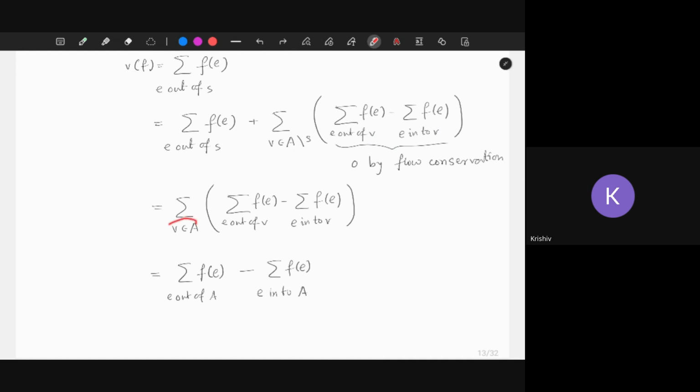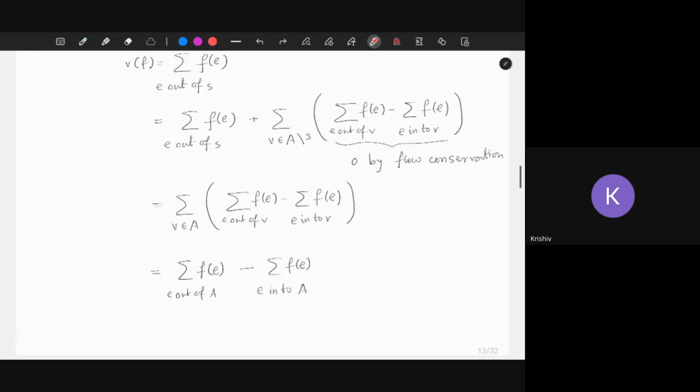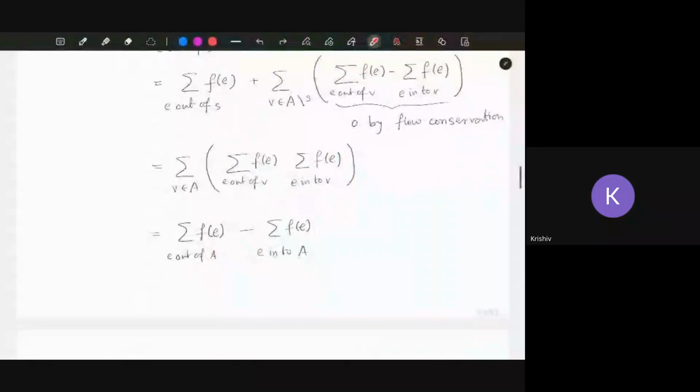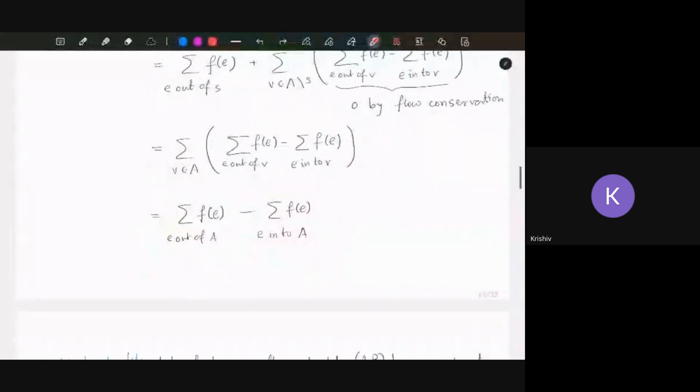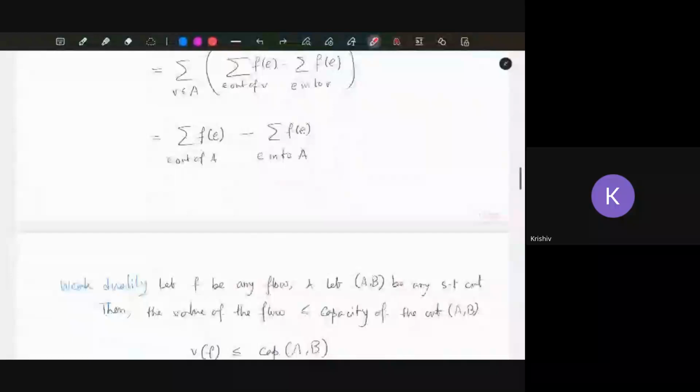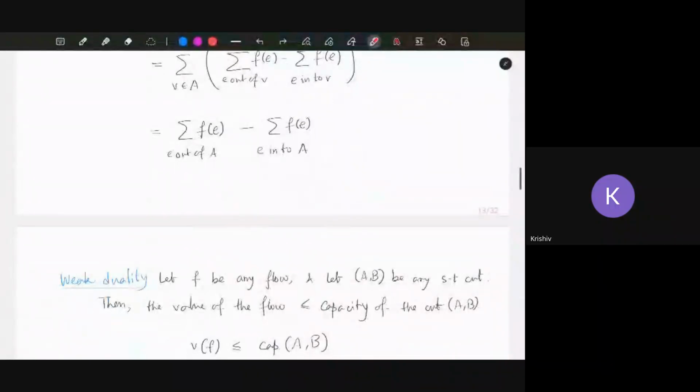Then by a simple observation, you can include this s here. It becomes this because there is no incoming edge into the source. This is anyway 0 when v equals s. So taking this won't harm us, and you can just split it and see. You can check.